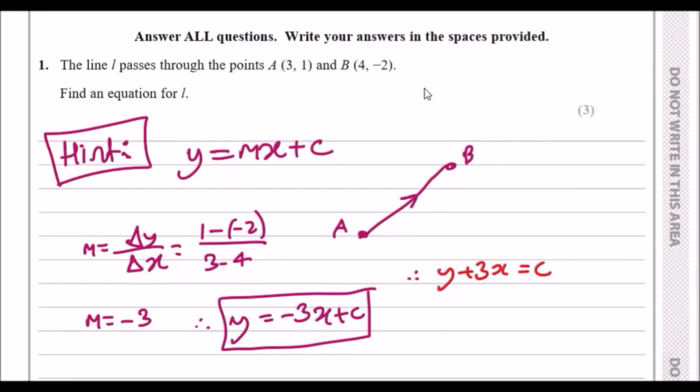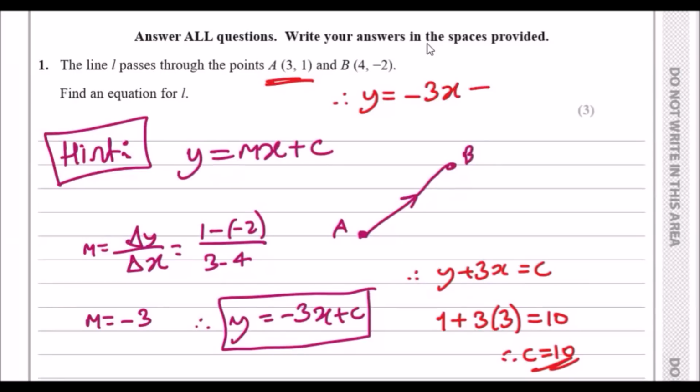So I'm going to go ahead and pick A because it's easier. So when x is 3 and y is 1, we're going to have 1 plus 3 times 3. This is going to give us 1 plus 9, which is 10. So therefore, c equals 10. And that's it. So the equation for L is y equals minus 3x plus 10. Voila. This is one way to do it, and of course, there's always various other ways. But let's go.